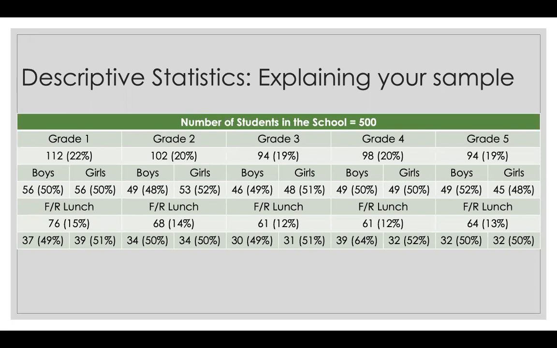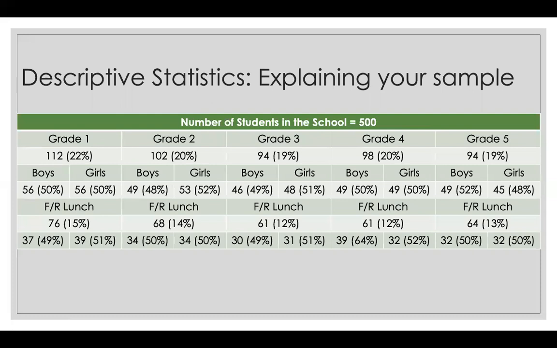And then as we move down the rows, again, you can see that we're interested in gender. So if we keep our eye on first grade, there are 56 boys and 56 girls in this class. So it is actually split 50-50, and that's what those percents represent. And then as we get down to free or reduced lunch, we see that 76 students in grade 1 are eligible for free or reduced lunch. But instead of having that be out of 112 students, the 15% actually represents 76 students out of 500. So that denominator is actually different.